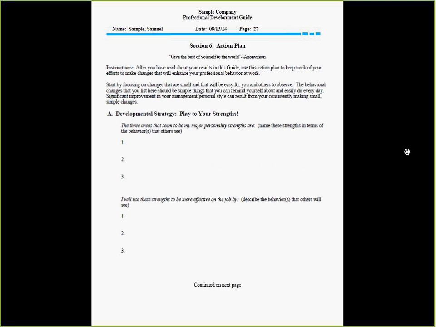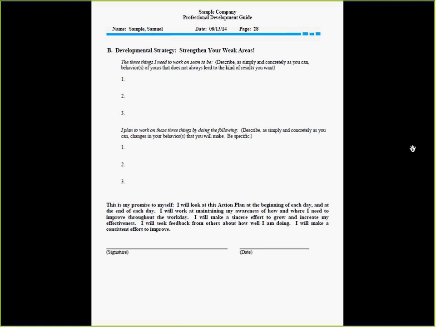The last section of the PDG is the action plan. What's written down gets done, and so we provide a way for a new employee to develop an action plan for making improvements to performance. The action plan can be self-administered, or you can incorporate it into coaching or mentoring with the employee. We'll talk in a few minutes about how to do that, but first, let's look at the action plan itself. We start focusing the employee's attention on his or her strengths and engaging the person's commitment to the process by asking them to think about how to use those strengths.